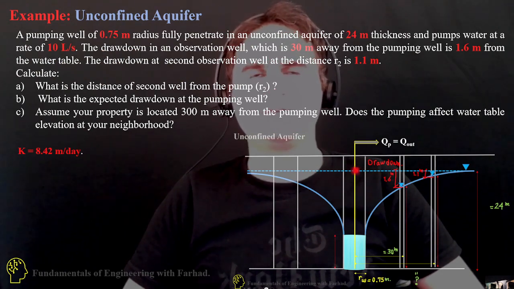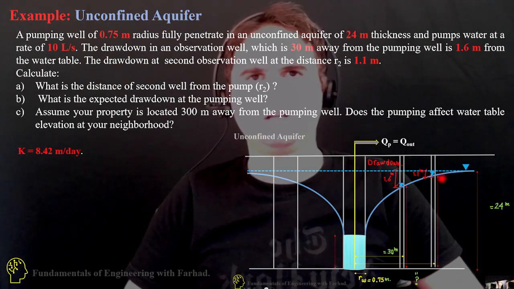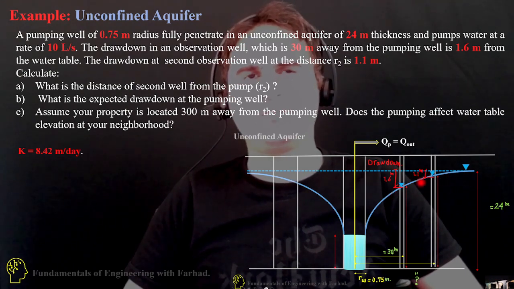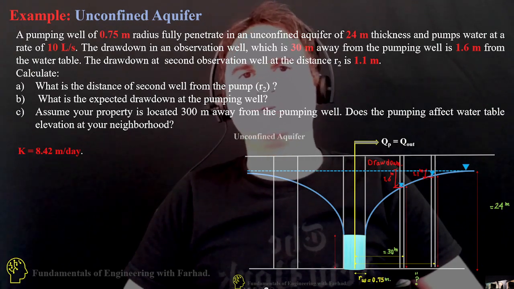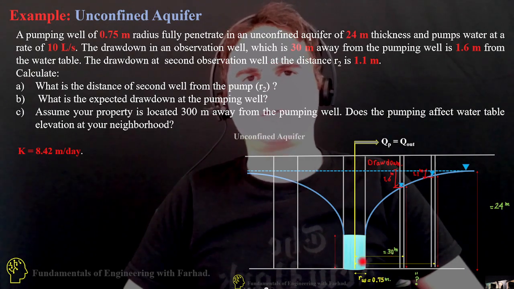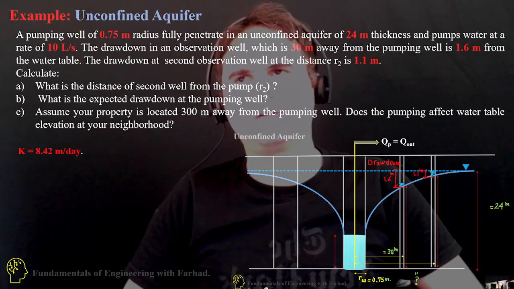The drawdown from the piezometric level for the first well is 1.6 meters, measured from the top of the 24 meters, from the bottom of the aquifer to the piezometric or water table elevation. The drawdown is 1.6 for the first one and 1.1 meters for the second observation well. The first one is located at a distance of 30 meters from the center of the well, and we want to calculate the second observation well's distance from the center line of the pumping well.